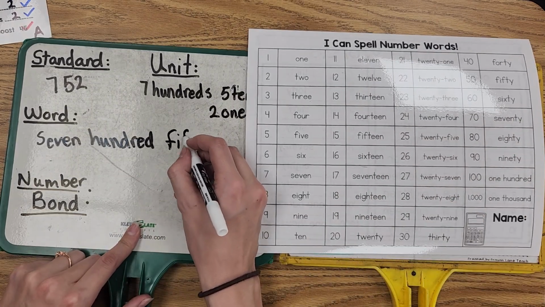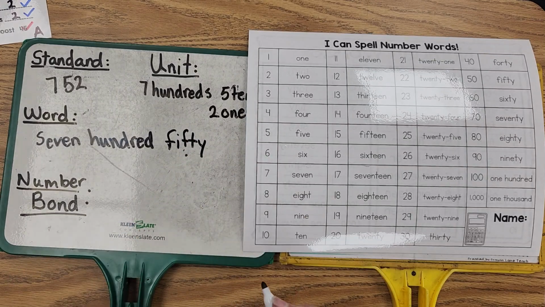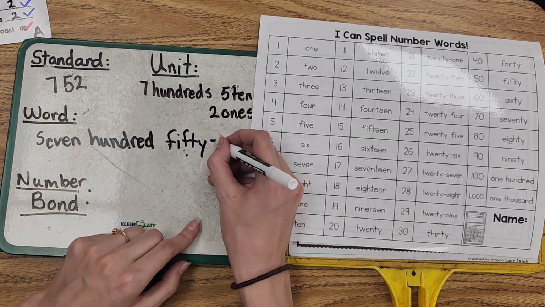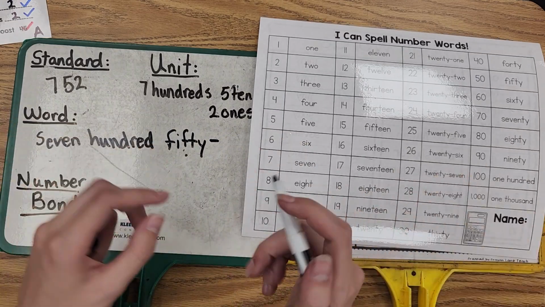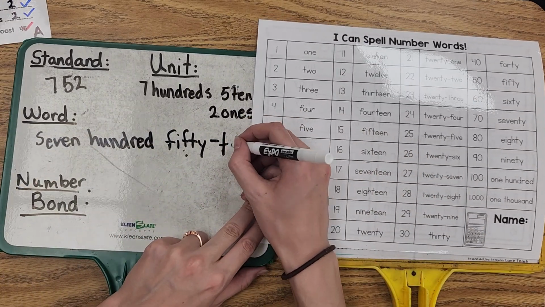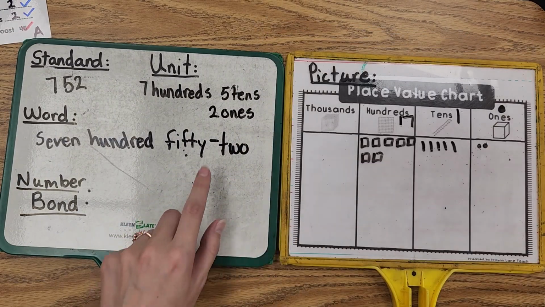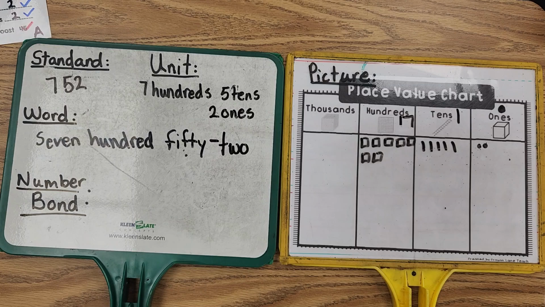Now, when I do 50 or any of my 10 numbers, 20 and above, I have to put a dash to show that it's together. 52. So now I need my 2. So that way it tells me that it goes together. So they have to remember to put that dash there.